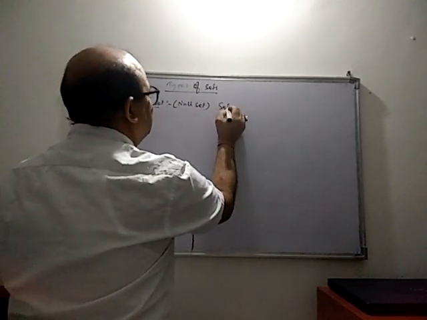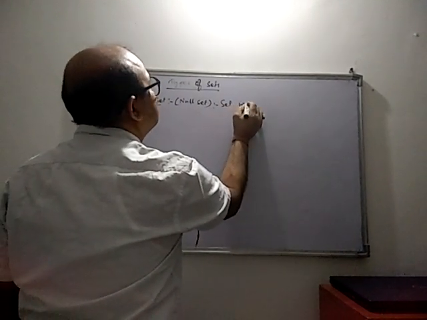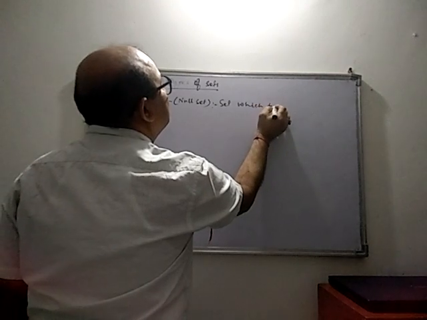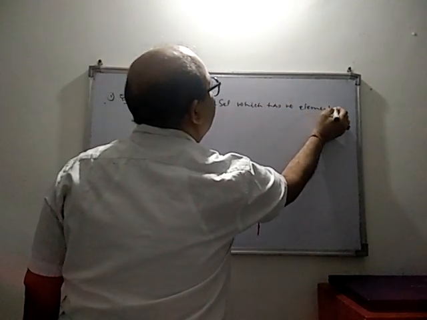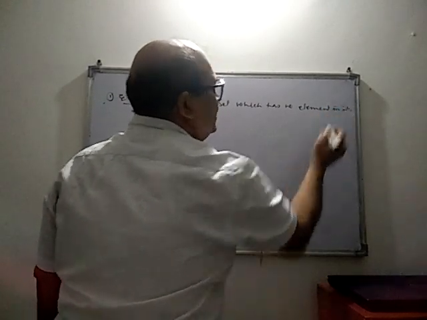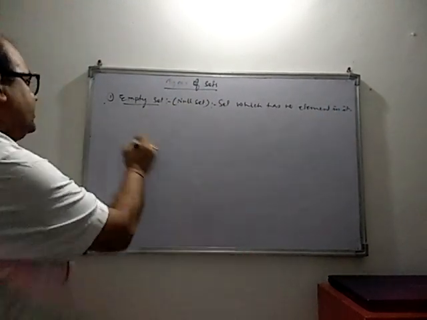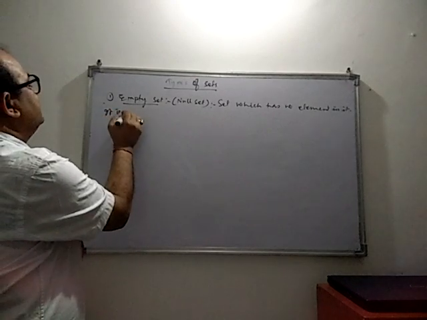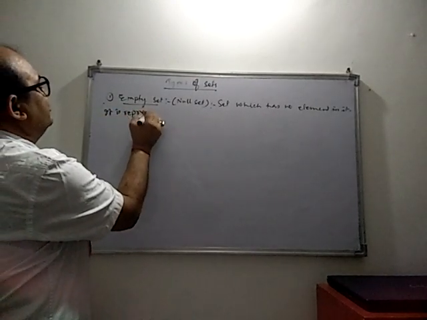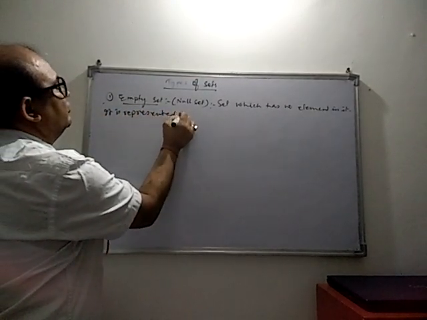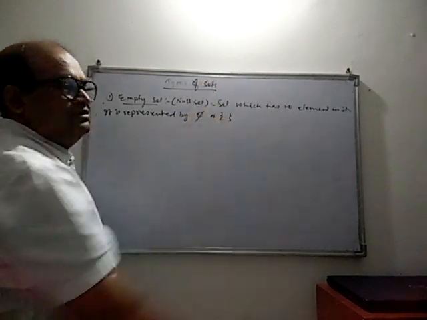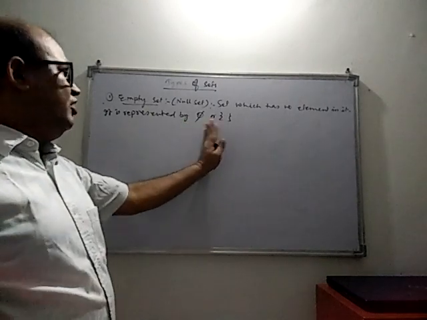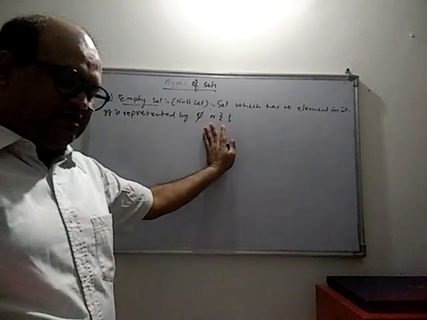A set which has no element in it is called an empty set. It is represented by phi or by braces, closed braces.